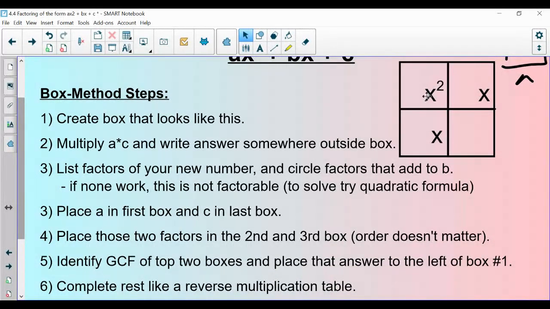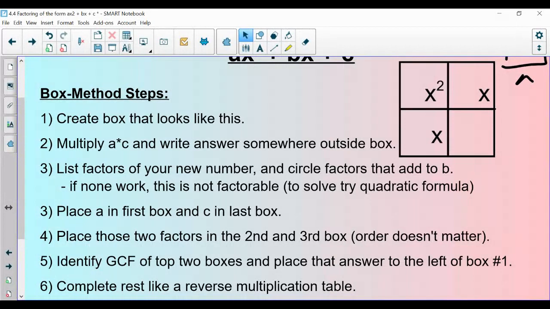Step 5 says to identify the greatest common factor of the top two boxes. Remember, greatest common factor, factors are what multiplies to those numbers. So if you listed all the things that multiply to this number, the biggest number that they have in common is going to go right here.